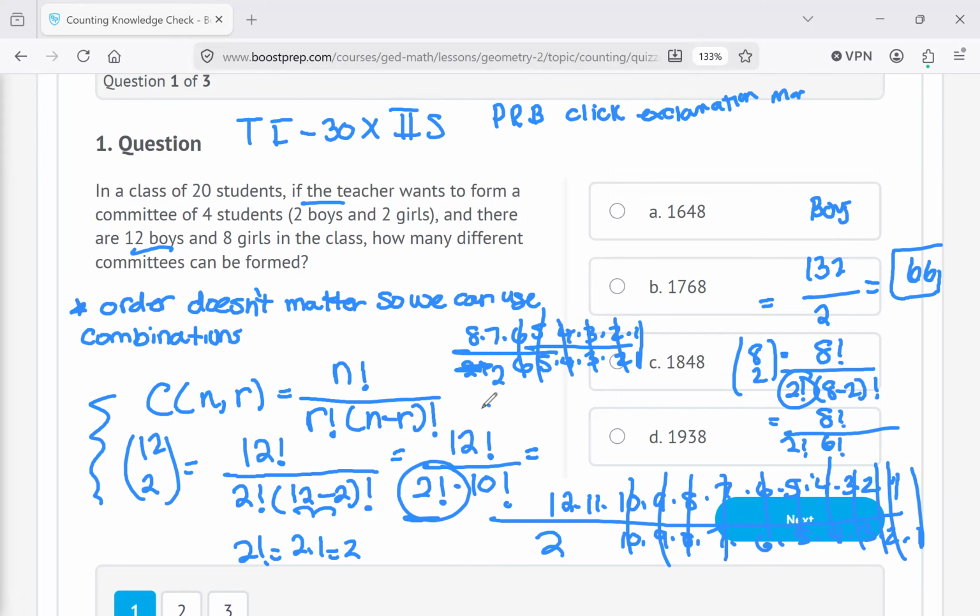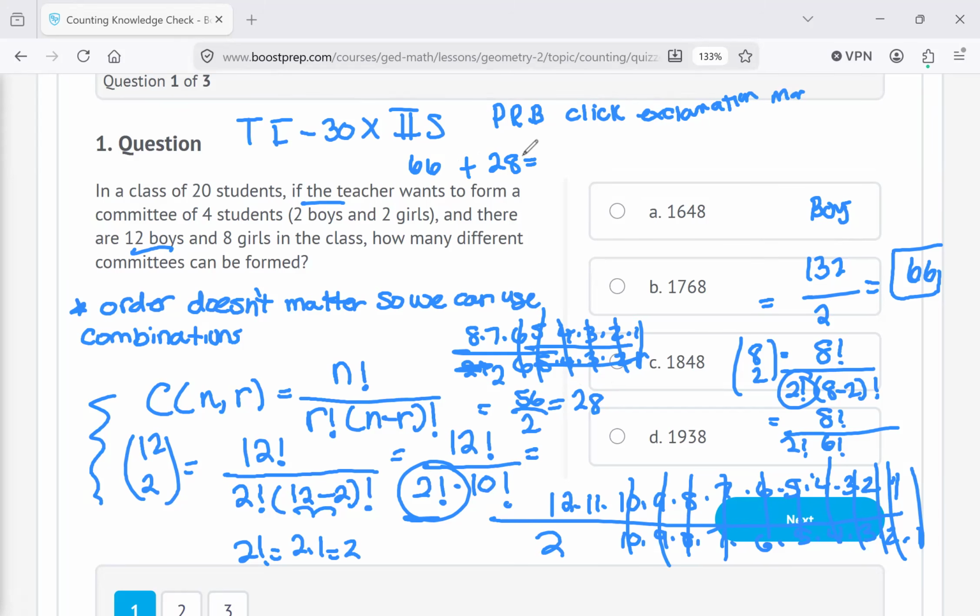right? So clean it up. What's 8 times 7? 56. What's 2 times, this disappears, and then what's 2 times 1? 2. That's 28. So what you want, your total, it's going to be, for the boys, 66 ways, and for the girls, it would be 28 ways.